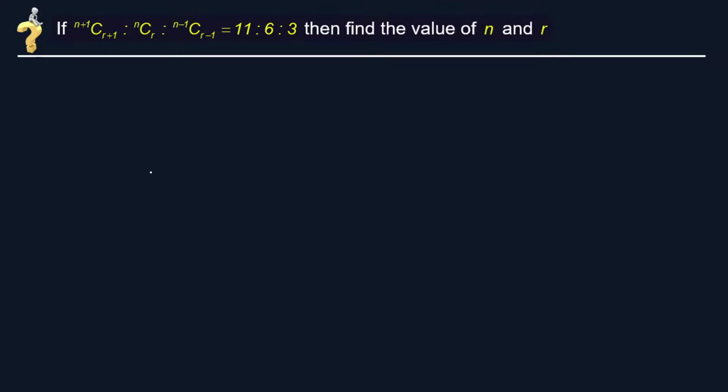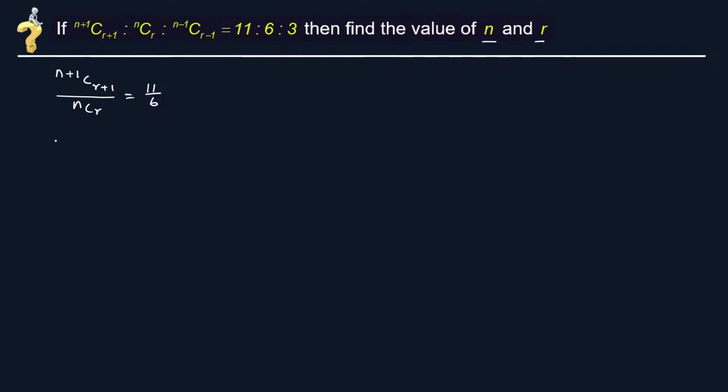Now see this question. It has been said that this ratio is given like 11:6:3, and it is said to find out the value of n and r. So now if we see this one, it is n plus 1 C r plus 1 divided by NCR, which is equal to 11/6. As we have to find out n and r, we need two equations to solve it. So I'm trying to form two equations from this ratio.